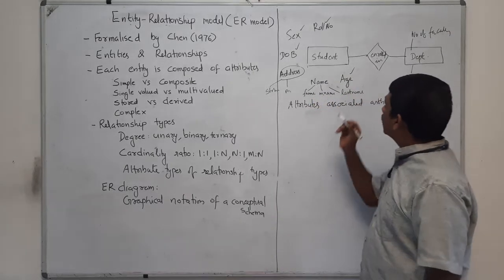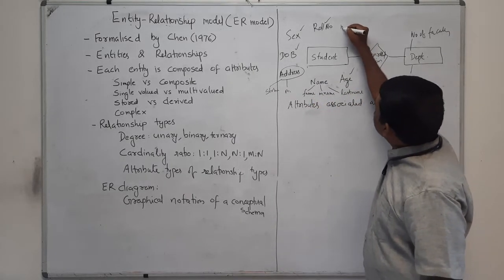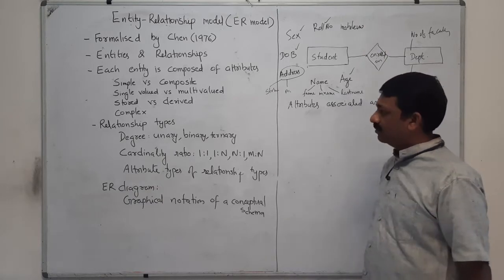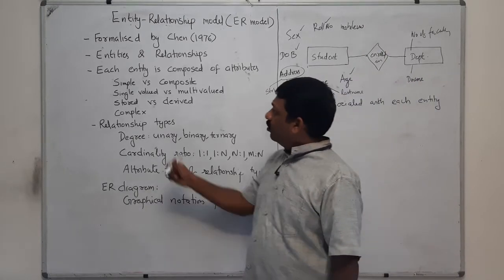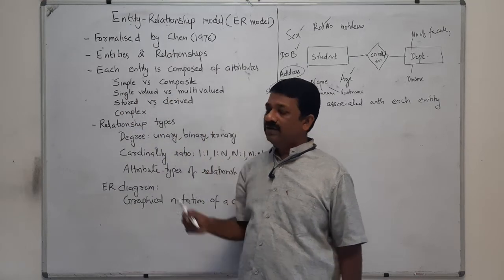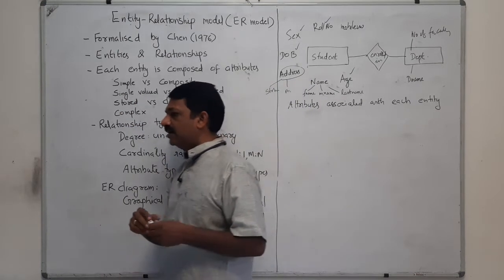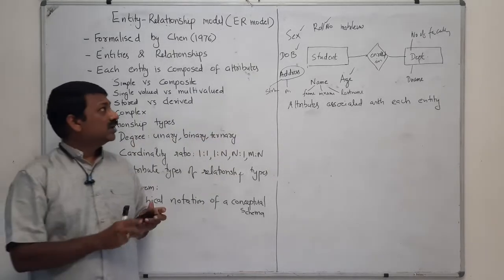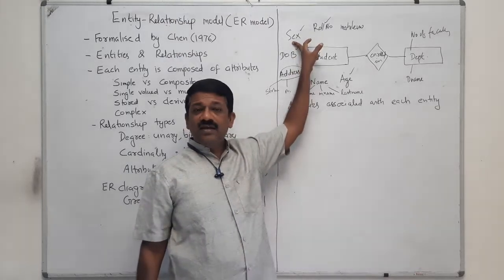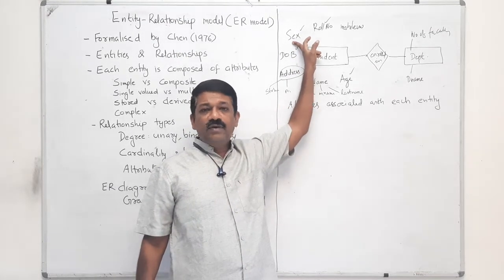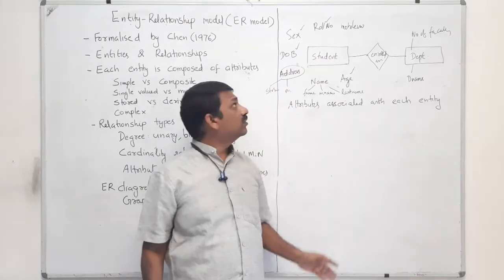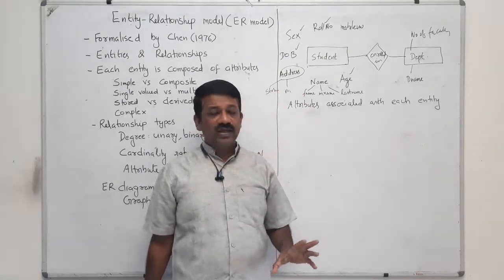Okay. Now suppose that another attribute also is there, which is mobile number. And now we are going to discuss single valued versus multi-valued attributes. What do you mean by single valued attribute? Single valued attribute means, for example, the attribute sex. It can be either male, female, or transgender. You cannot have multiple values for that attribute. Date of birth also, that is unique.